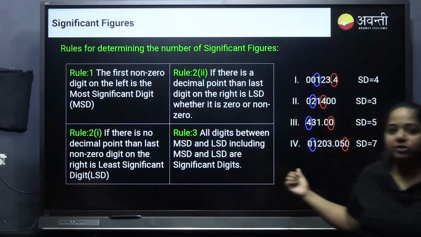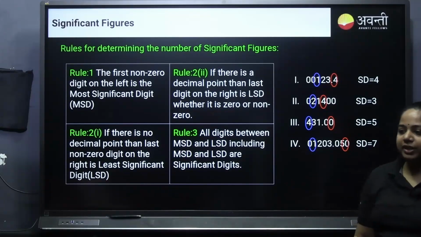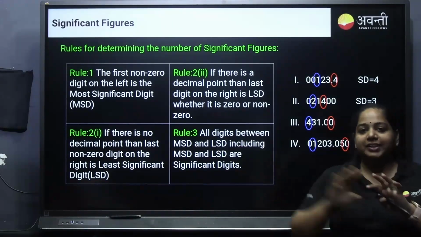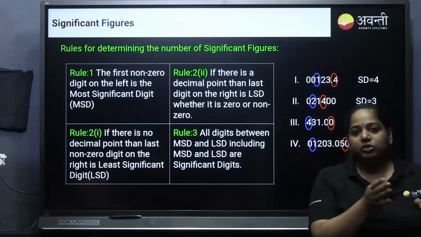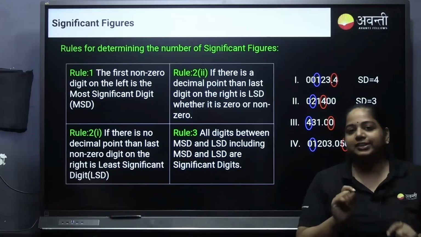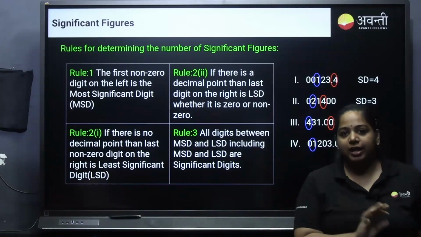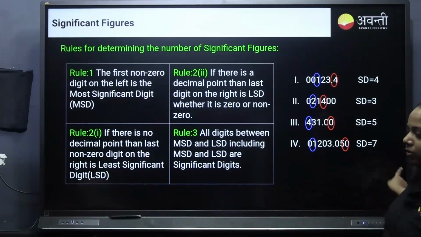I hope everybody understood how to find significant digits. So only 2 rules: first zeros are not significant, we will not count them. Last zeros we will only include if there is a decimal point. If no decimal point, last zeros we will not include. Okay.